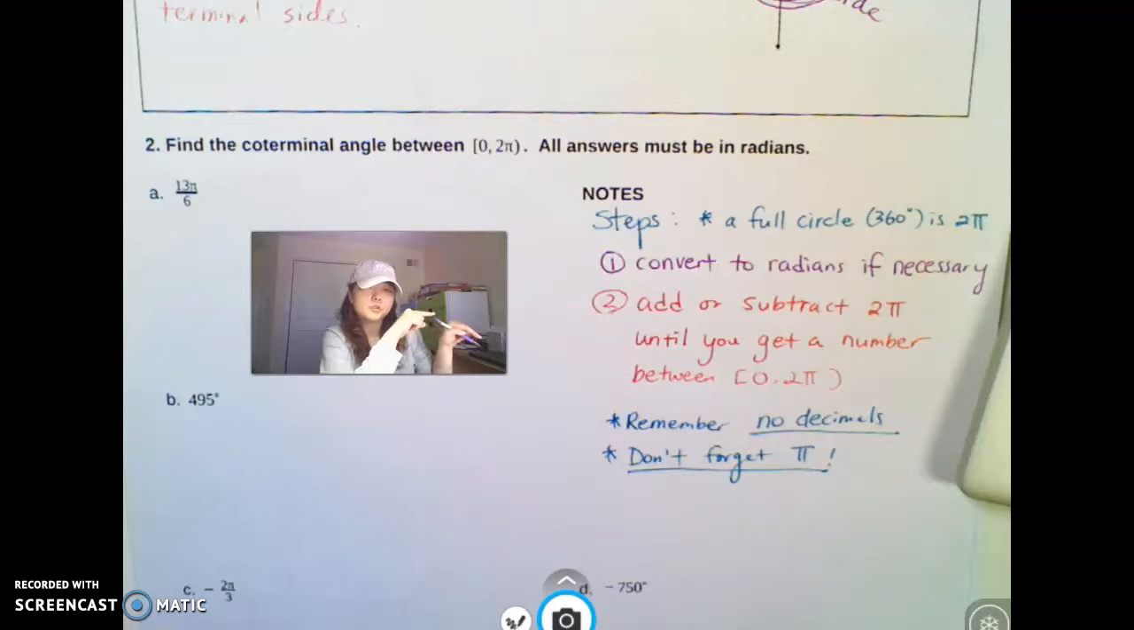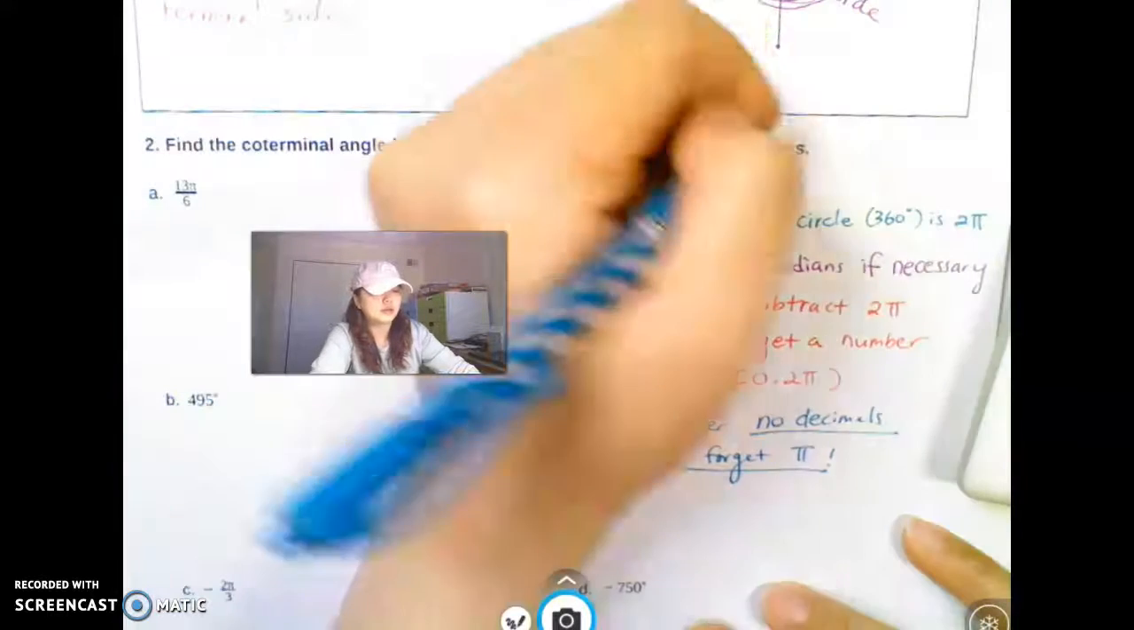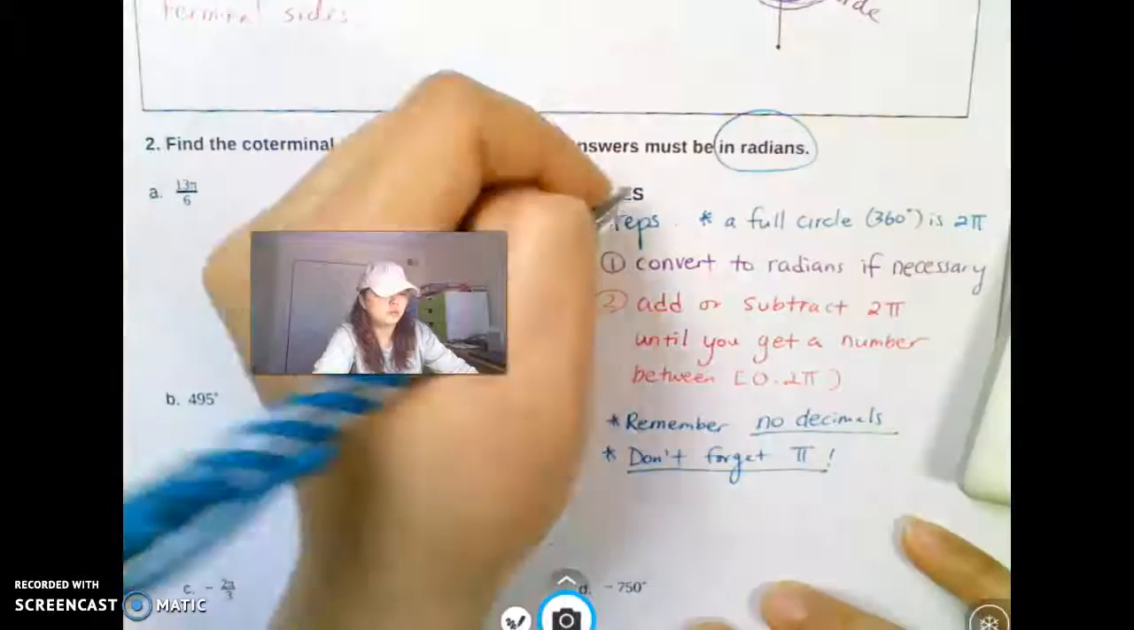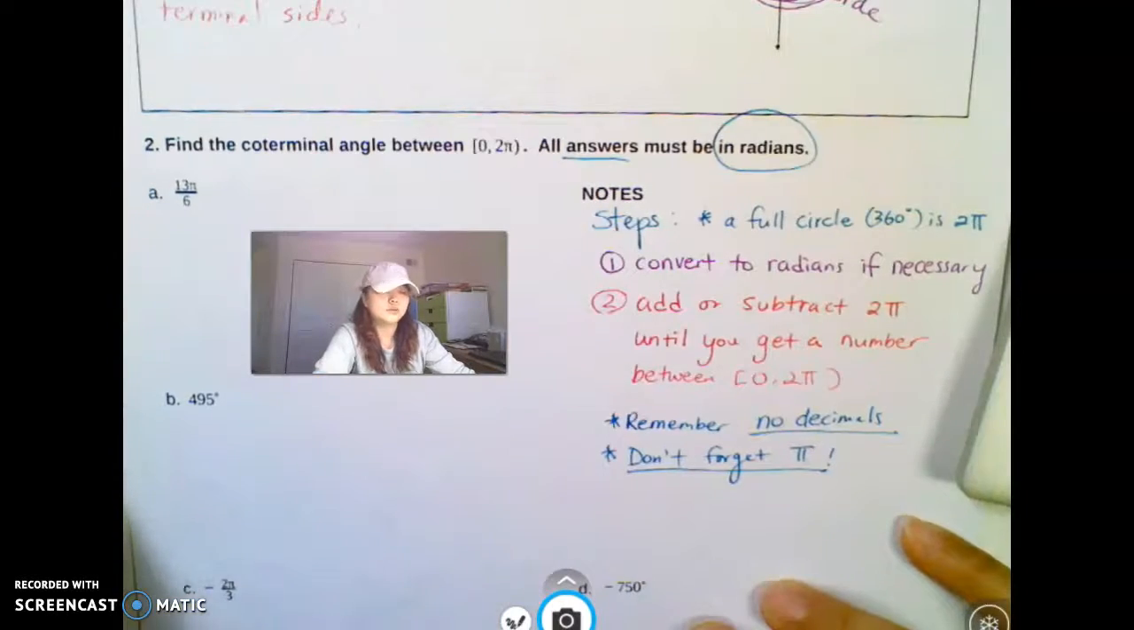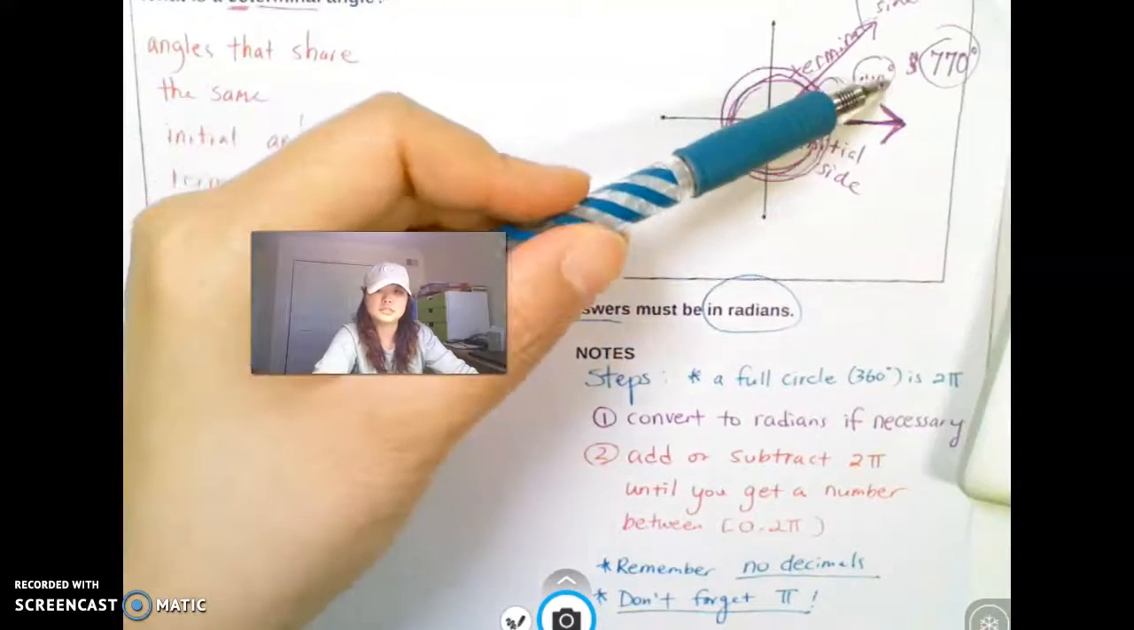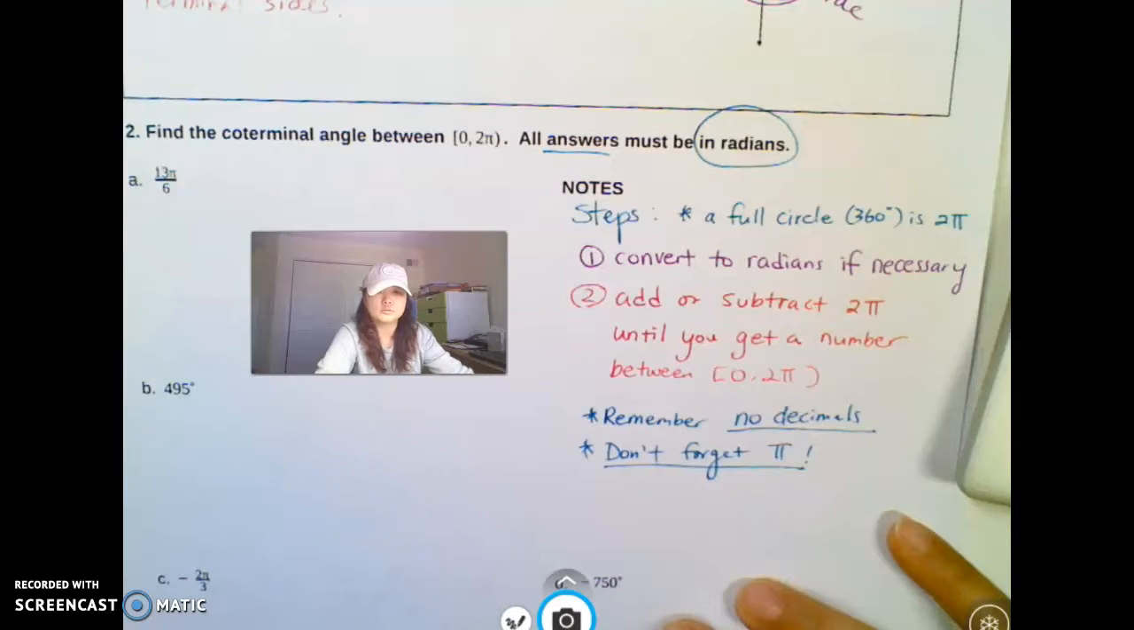So first, the 360, the full circle, is the same thing as 2 pi. 360 is 2 pi in radians. 180 is 1 pi in radians. Keep writing, or pause. Number 1, convert to radians if necessary. If they give us degrees, we're really trying to learn everything in terms of radians, so we want all the answers in radians. Even though I gave a degree as an example, please convert to radians if they give us degrees.